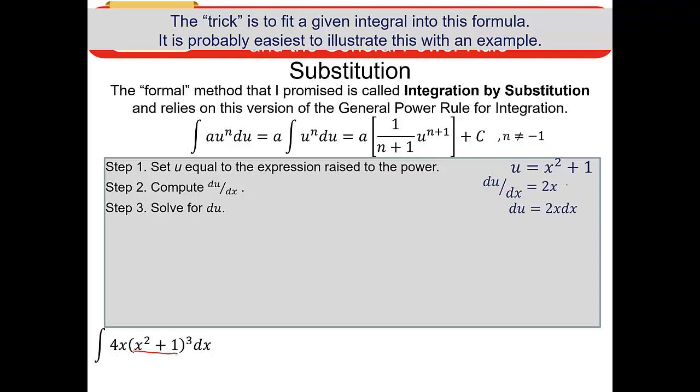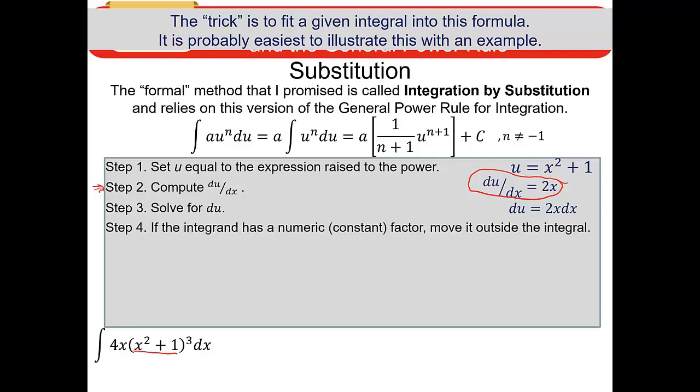And in reality, you can skip this step if you like, because you can see where you're going. You can go ahead and say that du is 2x dx without having to write down that second step. So step 2 is skippable, easily skippable as you get more used to doing these. But I put it in the beginning just for emphasis. Step 4. If the integrand has a numeric constant factor, move it outside the integral. And you see here that numeric factor is 4. So the best thing to do is just to get it out of the way by moving it outside of the integral.